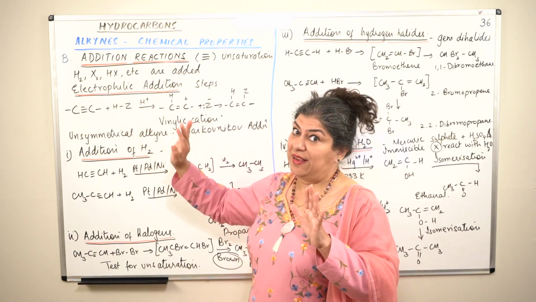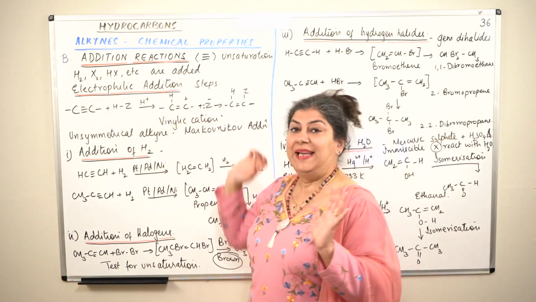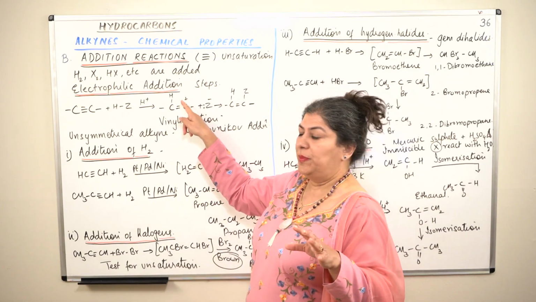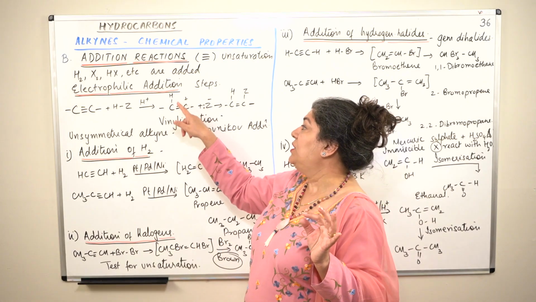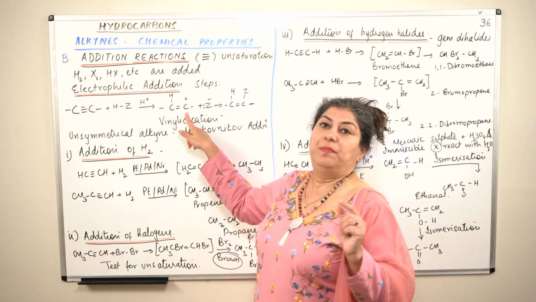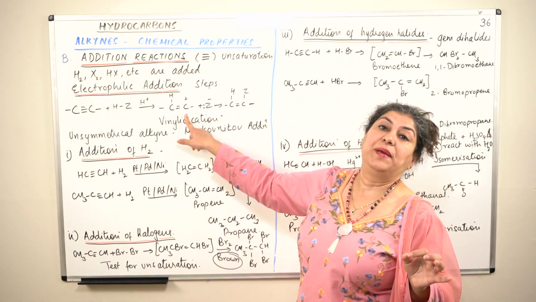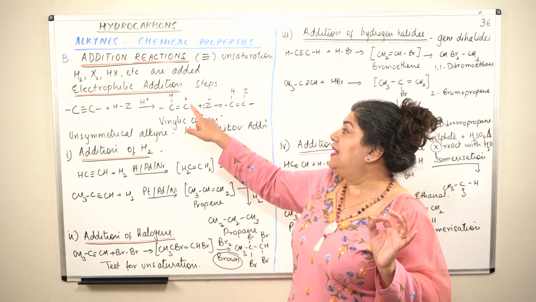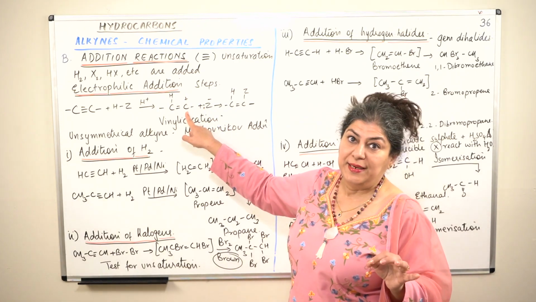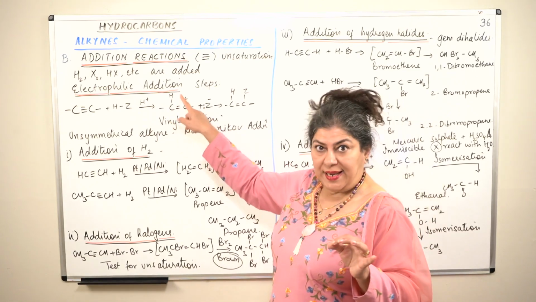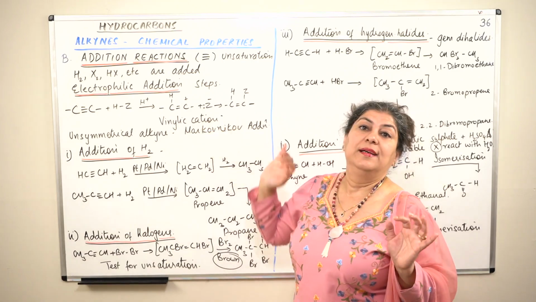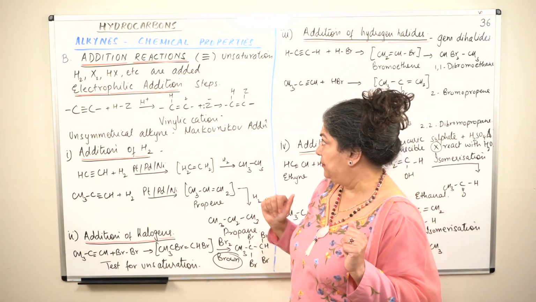Z negative is left now. So in the first step, only H positive is added, and since both the electrons of the triple bond, the pi bond, were used up to form the bond with hydrogen, this carbon becomes deficient in electrons and becomes positively charged. Since a positive charge is present on carbon, it is called a carbocation. So a carbocation is formed in this case, and since it was vinyl, it is a vinylic carbocation or vinylic cation.